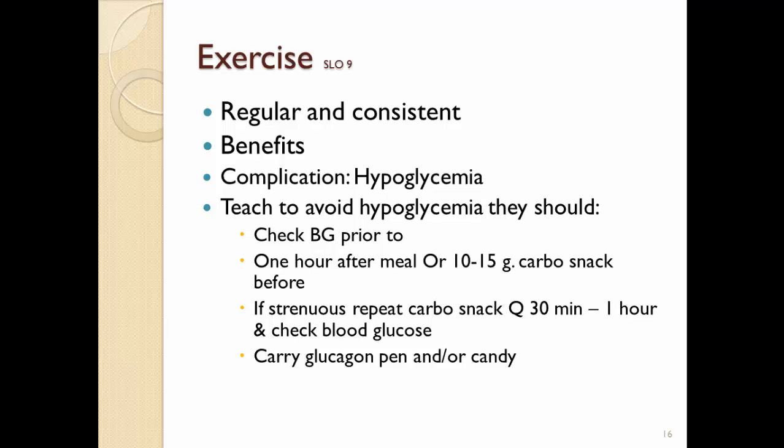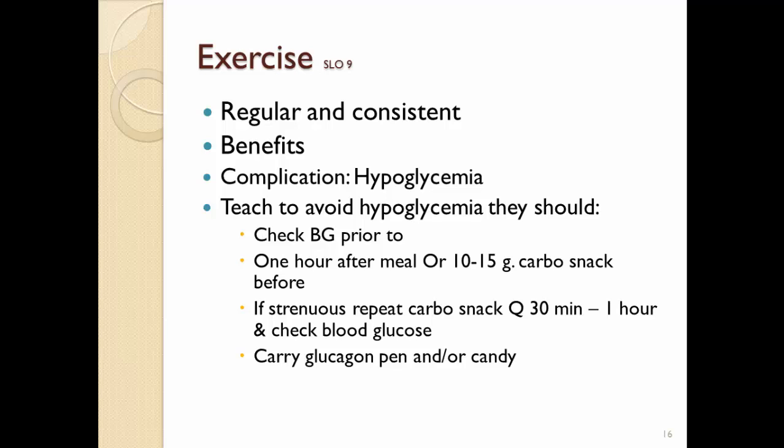Now, one big thing that we're going to teach them to avoid, and the reason we have them check their blood sugar, is that if their blood sugar is above 250 and they're going to do a vigorous activity, that should be avoided if their blood sugar is greater than 250, okay?